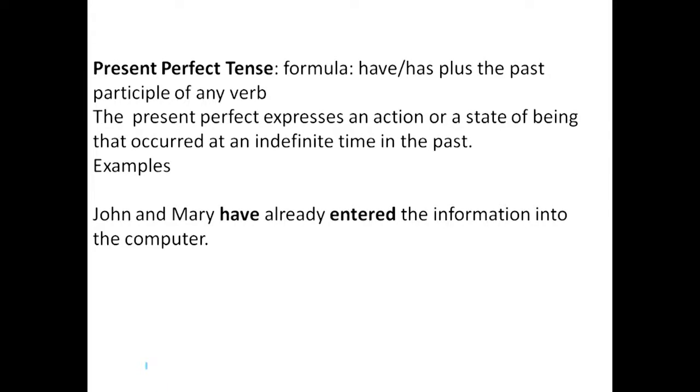Example here: John and Mary have already entered the information into the computer. Already is an adverb, an element we will find around this kind of tense. But the verb tense here is have entered. So John and Mary have entered the information into the computer. We call this present perfect tense. The formula uses has for singular, have for plural, plus the past participle of any verb.